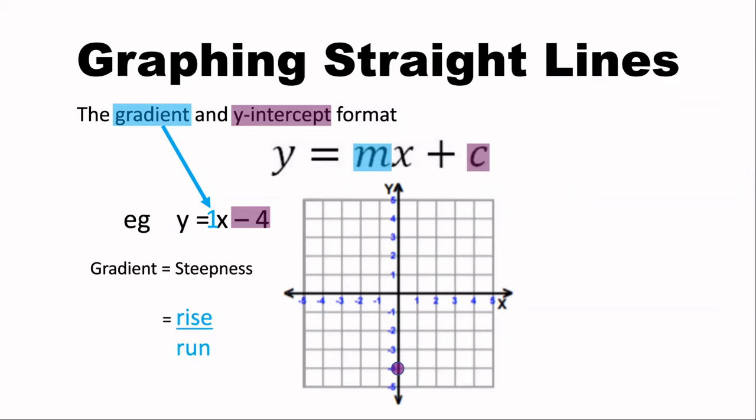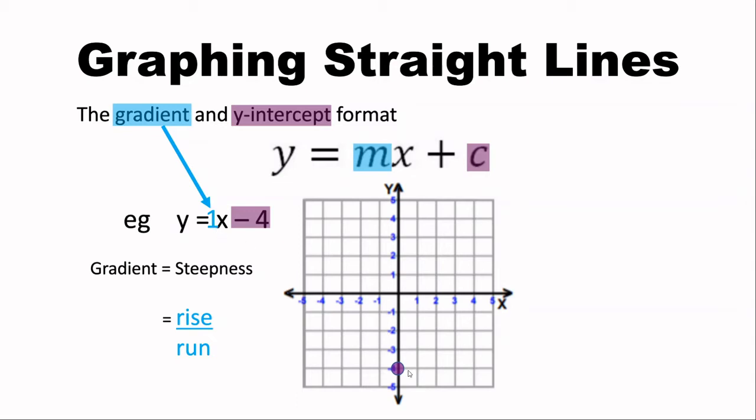Now, a gradient is the steepness of a line, which could be expressed as a fraction, which tells us how far we need to rise up as we run across. In the case of a gradient of 1, when I run across 1, I'll rise up 1, because 1 divided by 1 gives us our gradient of 1. Similarly, I could run across 2 and rise up 2, because a rise of 2 over a run of 2 again has a value of 1.